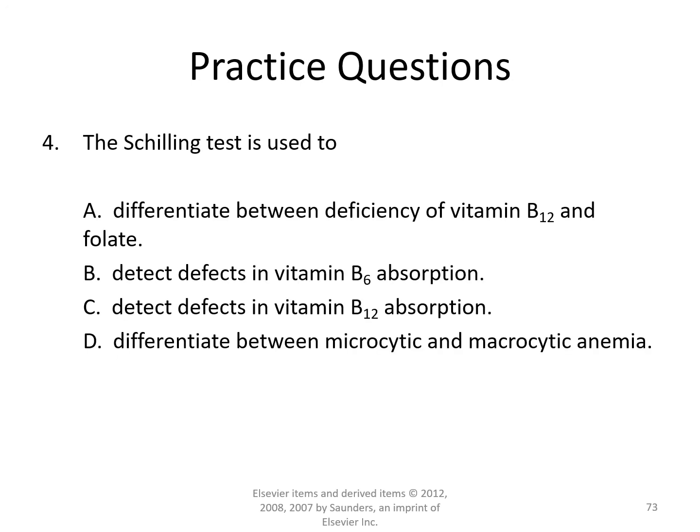And the Schilling test is used to detect defects in vitamin B12 absorption. Now remember, this test is rarely used because of the radioactive B12. This requires a specialized lab to handle and monitor, but again, this is for B12 absorption.